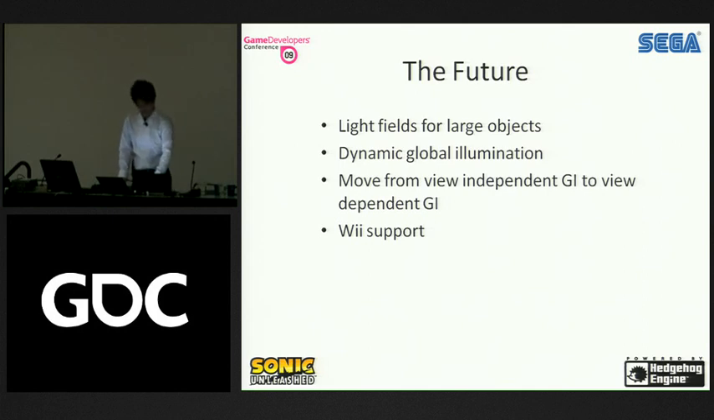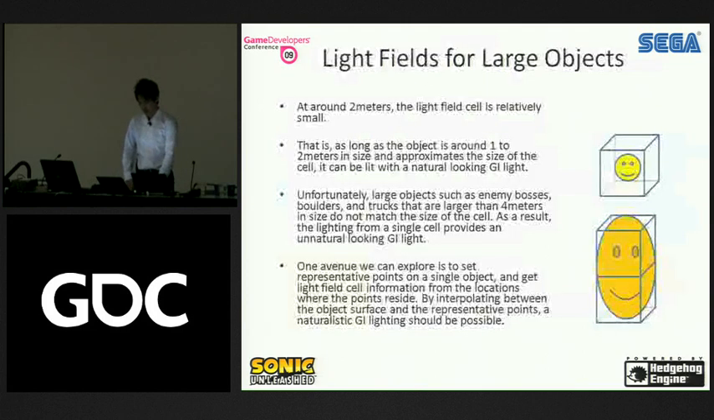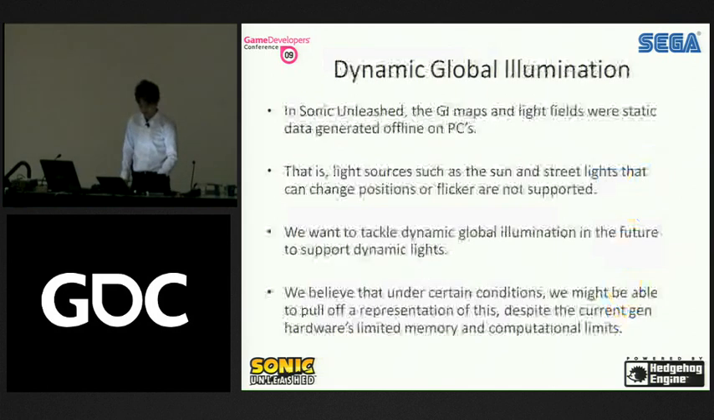So what issues are there in the future? Now, one issue would be light fields for large objects, dynamic global illumination, and moving from view-independent GI to view-dependent GI, as well as Wii support. As far as light fields for large objects, you can tell by looking at the drawings on the right. As long as the character can fit into the box, it's fine, but when it's bigger, it's a problem. For example, you might have a big boss character. We might have to do the lighting separately for the upper body and the lower body. We weren't able to get that far last time, so we would like to do that in the future.